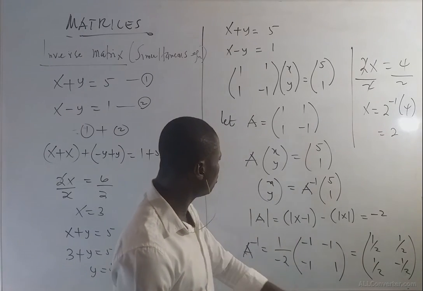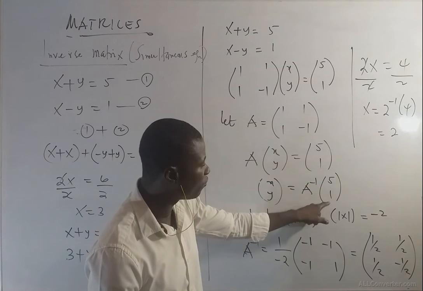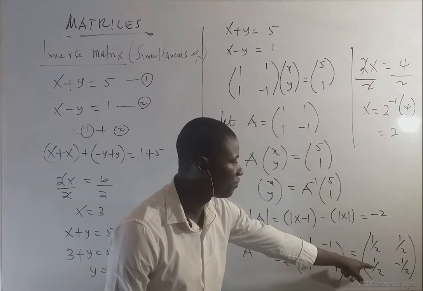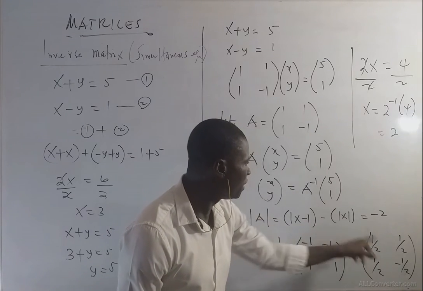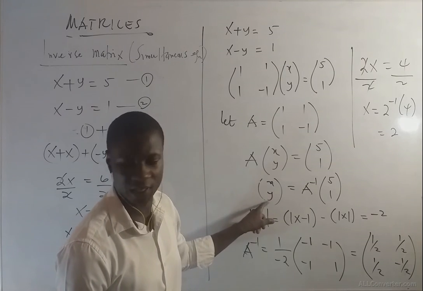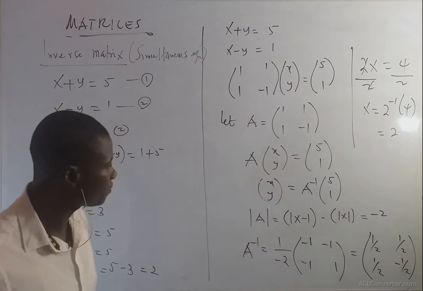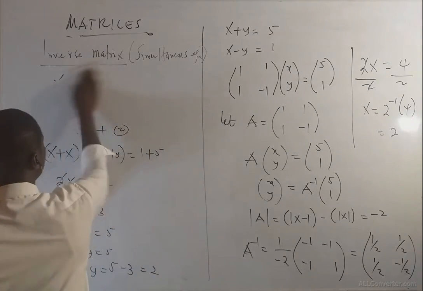So now you know that x, y will be equal to the inverse of A times 5, 1. Now that we have gotten the inverse of A, we can multiply the inverse of A by 5, 1. And we are getting our x, y. I guess you understand what we are talking about. Now, let's look at this. Don't forget the equation is still up there, so I can take this off.